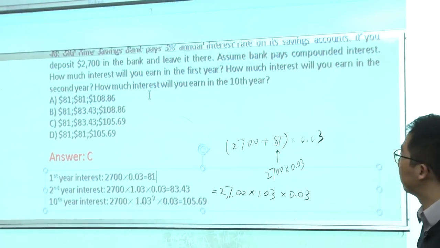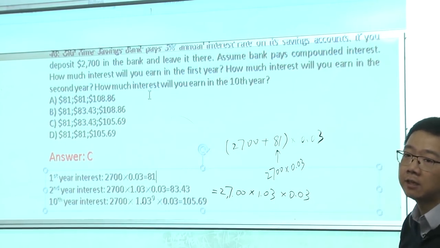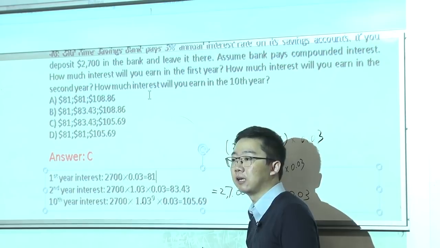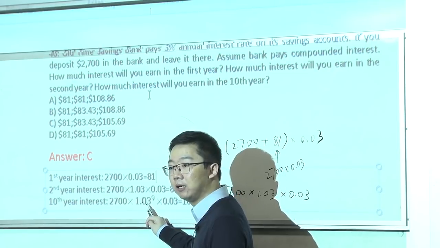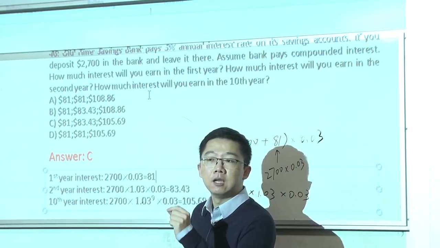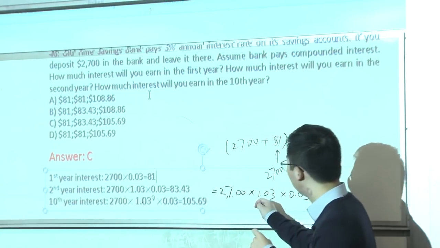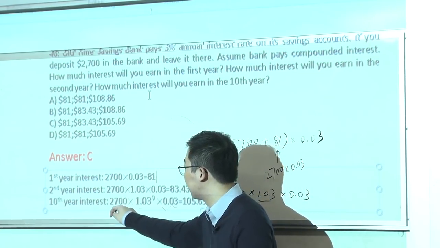So now things become even more complicated. The interest you earn in the 10th year is equal to your initial balance at the beginning of the 10th year multiplied by 0.03. But what is your balance at the beginning of the 10th year? 2,700 multiplied by 1.03 to the power of 9. At the beginning of the 10th year, your initial balance has been compounded for 9 years, right? This is compounded by 1 year. Now it's compounded by 9 years. And we earn interest on top of that total balance.